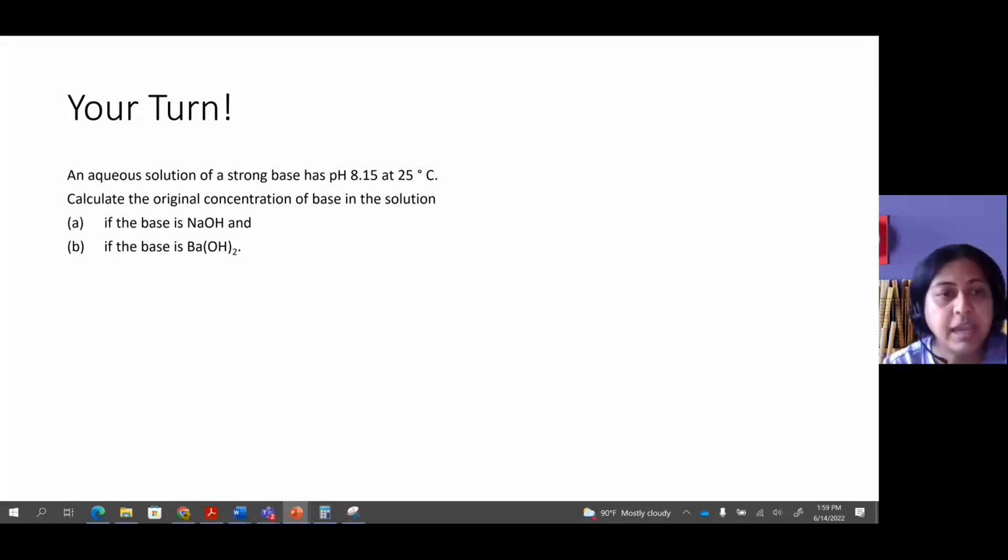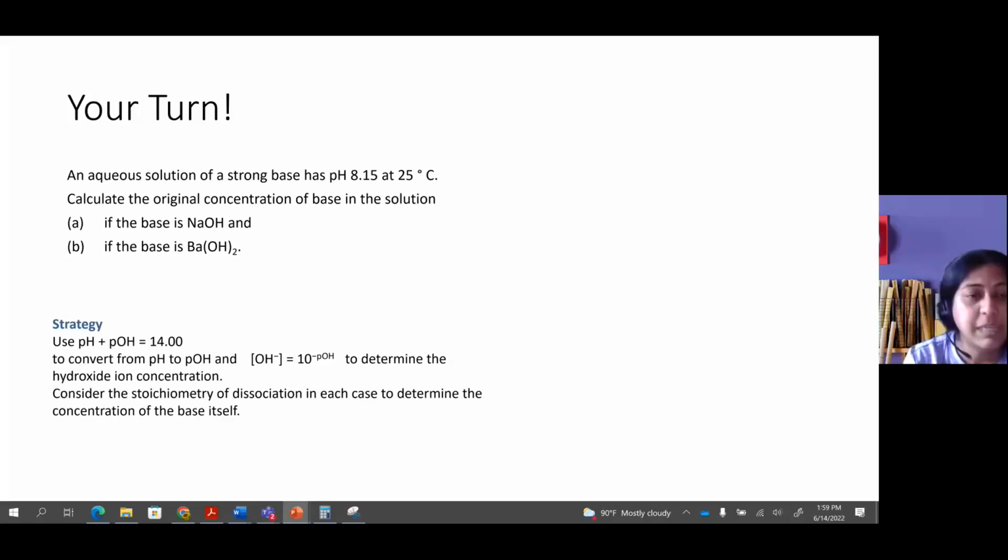Another problem: an aqueous solution of a strong base has pH 8.15 at 25 degrees Celsius. Calculate the original concentration of base in the solution, if the base is sodium hydroxide and if the base is barium hydroxide. We are given the pH, but these are bases, so we need the pOH. How do we calculate the pOH? If we look at this equation, pH plus pOH equals 14, and then we can get the pOH value.